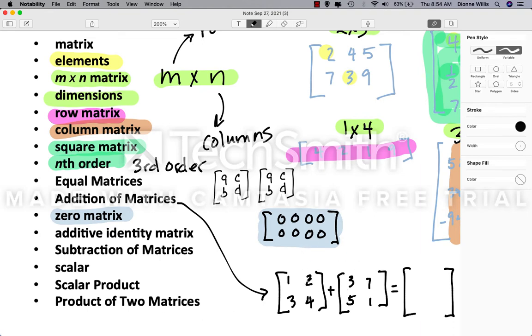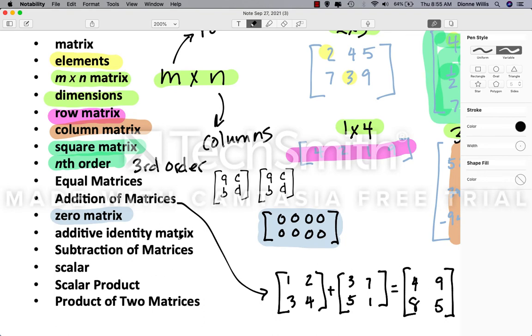They don't necessarily have to be a square matrix, but they have to be exactly the same size. So you're adding element for element, and you're going to get a same size result. So you would add in the same places. 1 and 3 give me 4, 2 and 7 give me 9, 3 and 5, 8, and 4 and 1 would give me 5. So this would be the result of addition of matrices.